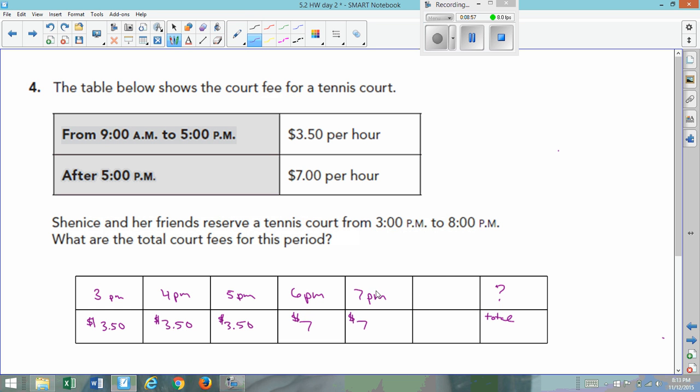So I really should have this: 6 p.m. to 7, 5 p.m. to 6 p.m., 4 p.m. to 5 p.m., and 3 p.m. to 4 p.m. Okay, those are going to be the rates. Then, what we need to do is total it up. And you would add each of these. $3.50 plus $3.50 is going to be $7. And then I would skip over here. Plus 7 is 14. Plus another 7 is 21. So I come out to $24.50.